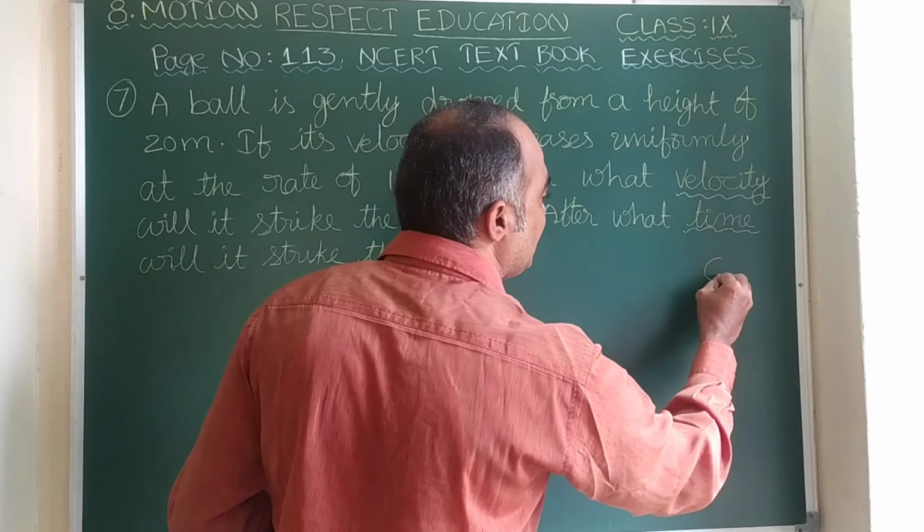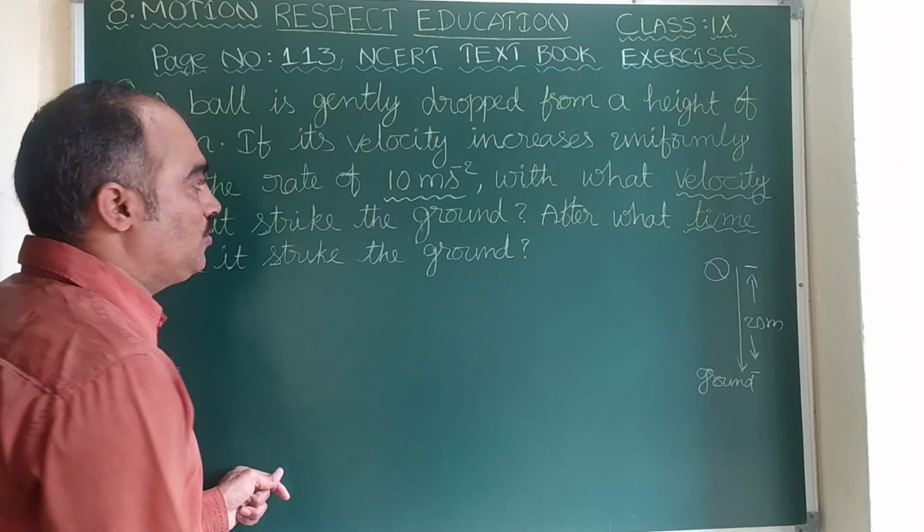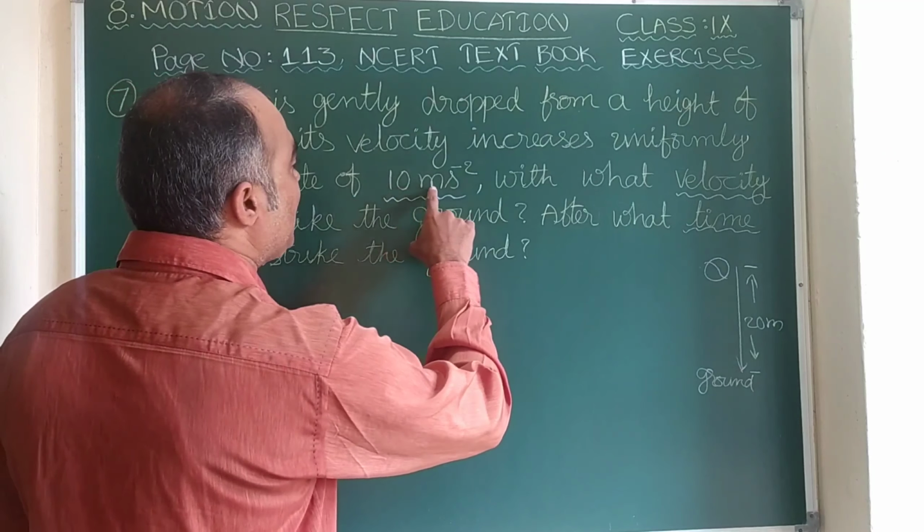Now if its velocity increases uniformly at the rate of 10 meter per second square, if you understand this question carefully, the given quantity is rate of change of velocity, nothing but acceleration. So here 10 meter per second square is acceleration. Now we are asked to find the velocity, that is final velocity, and the time taken to reach the ball from this point to the ground. Now here let us start solving this problem.